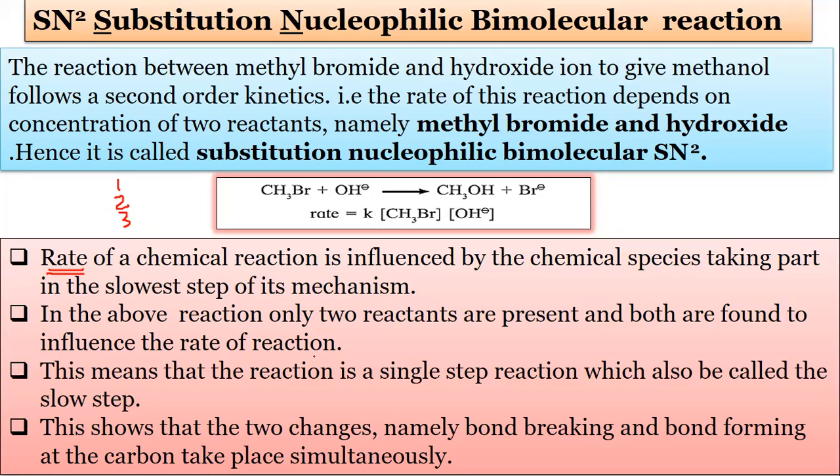So in the above reaction only two reactants are present, and both are found to influence the rate of reaction. Because the rate depends upon these two species, we are assuming these two are included in the slow step. This shows that two changes, namely bond breaking and bond forming at the carbon, take place simultaneously. I will explain which bond is broken and which bond is formed.